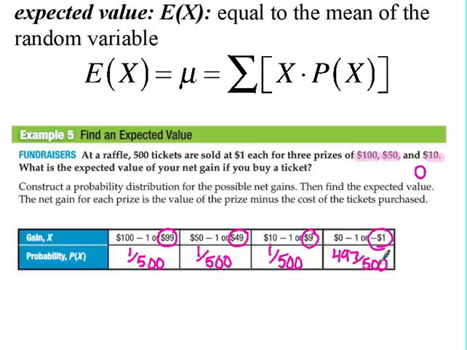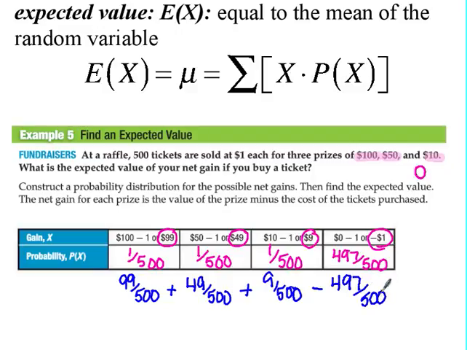I'm going to take each of these times their probabilities. So I'm going to take 99 times 1 over 500, and I get 99 over 500. The next one, what do I get? 49 over 500. What do I get here? 9 over 500. And what do I get from that last one? Negative 497 over 500. So now if I add all those up, that will be my expected value. So what is 99 plus 49 plus 9 minus 497?